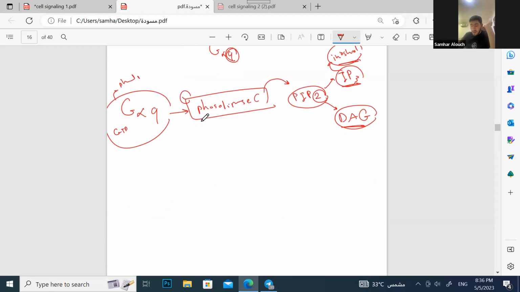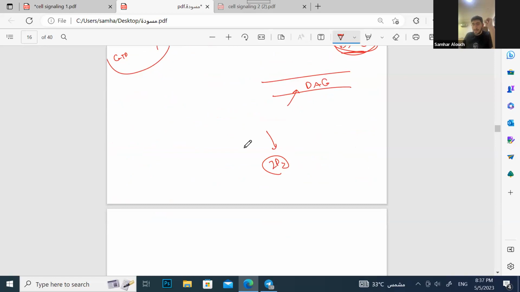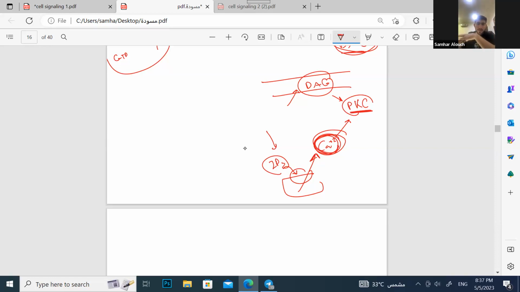Now, what happens now? DAG goes into the membrane and stays there. And IP3, which is inositol, goes, and as you took in MSK, calcium is inside the cell in something called the sarcoplasmic reticulum. So IP3 goes and opens the channel and causes calcium to get out. Now DAG and calcium together activate protein kinase C, PKC. And protein kinase C phosphorylates another enzyme, and that enzyme causes the action.